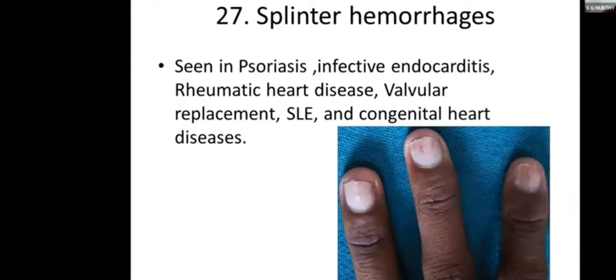Splinter hemorrhage. This is very typical of endocarditis, which we will never see. We will not see splinter hemorrhage. But just remember that there's something like splinter hemorrhage, seen in psoriasis, infective endocarditis, congenital heart diseases, and all that. Knowing all these things will make life a bit more interesting, you know. Otherwise, it's the same cold, cough, fever. If you start seeing the nail at least once in a while, you will enjoy all these things.